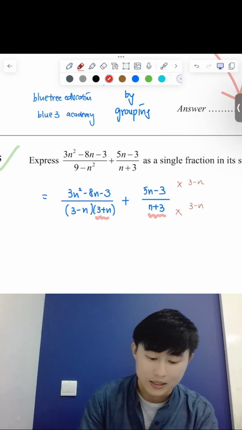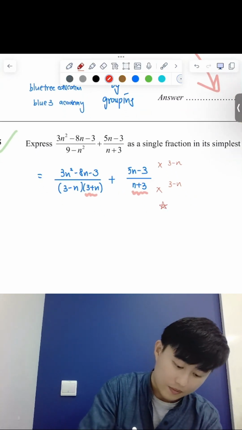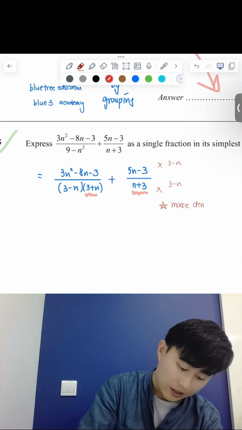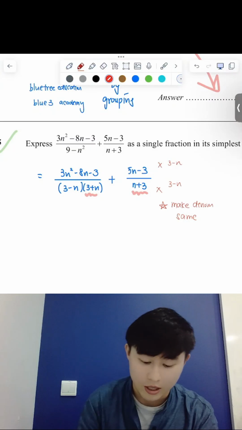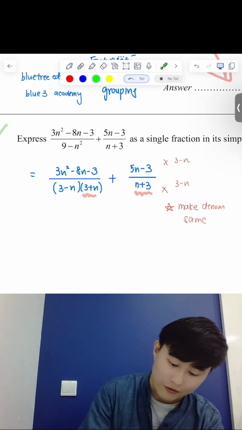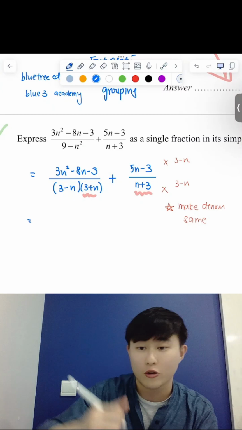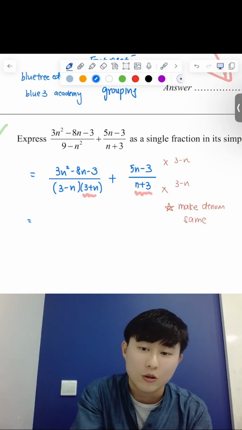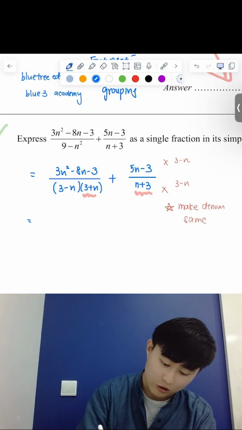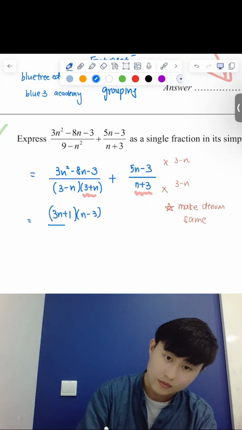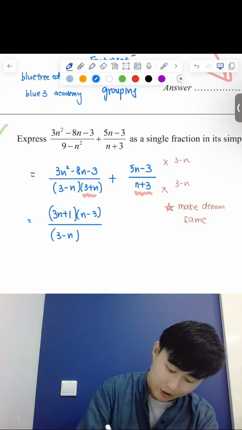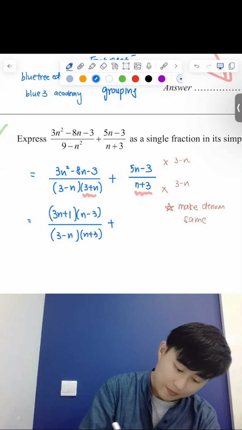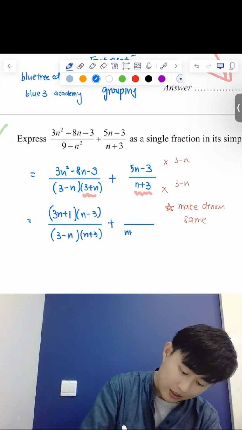What I'm doing over here is basically trying to make the denominator the same. From here, if you want to go and factorize this, sure, you can. Those of you who are in Sec 3, Sec 4, you should basically know how to key in the calculator to get it. So I'm just going to quickly do this. 3n plus 1. This is n minus 3, over this. For the sake of everybody, I'm going to rearrange this to make it the same, and then I'm going to end up with something like this.